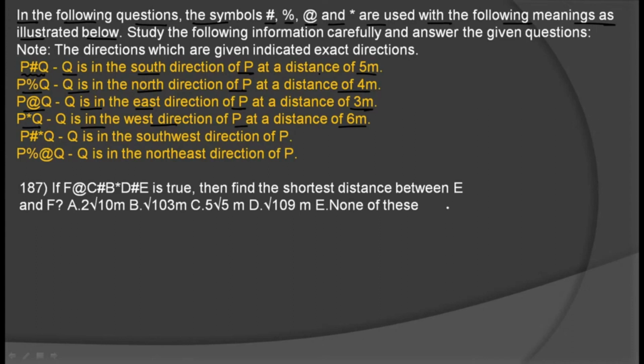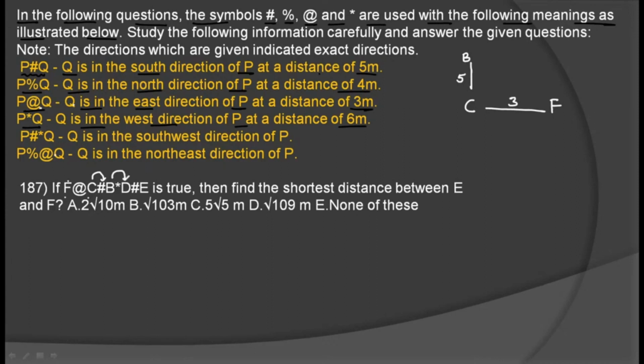Now, what is the shortest distance between E and F? First of all, identify the distance between B, E, and F. First, F at the rate of C. What is at the rate? You just read it like that, guys: F is the east of C, at a distance of 3 meters. That is the diagram. Now C ash B: C is the south of B. You can place B here at a distance of 5 meters.